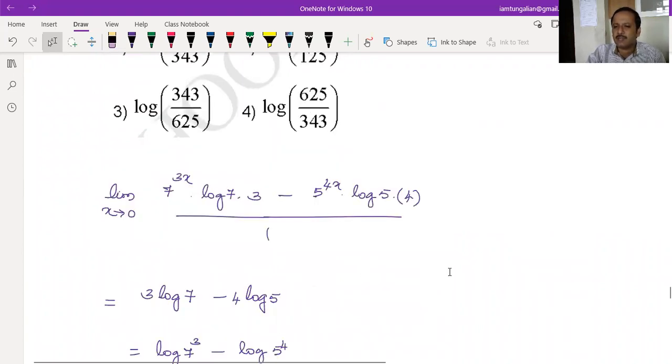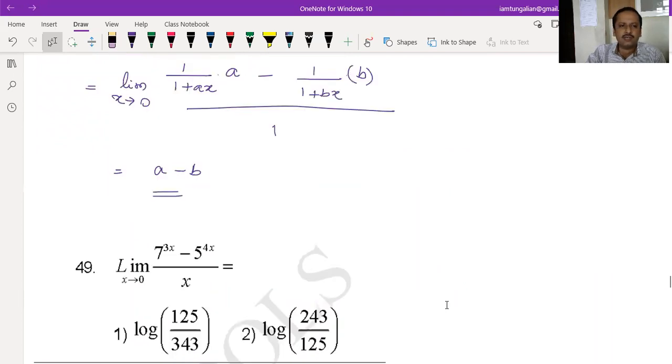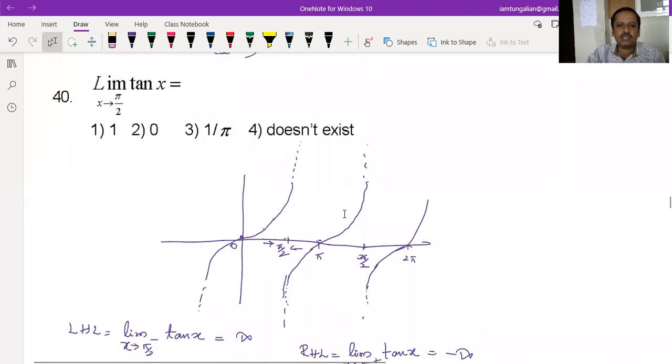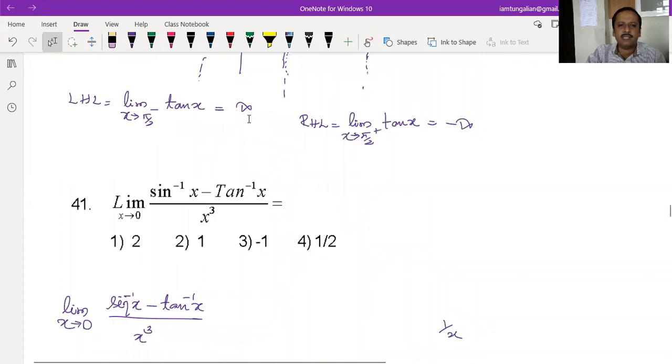31st, just now I have explained. 40th question, answer does not exist. Yes, it does not exist because left hand limit is plus infinity, right hand limit is minus infinity. Therefore, limit does not exist.